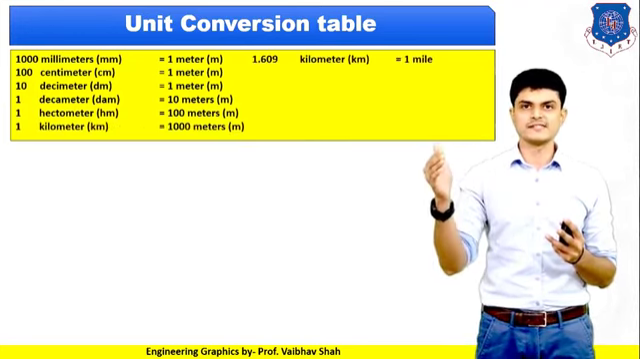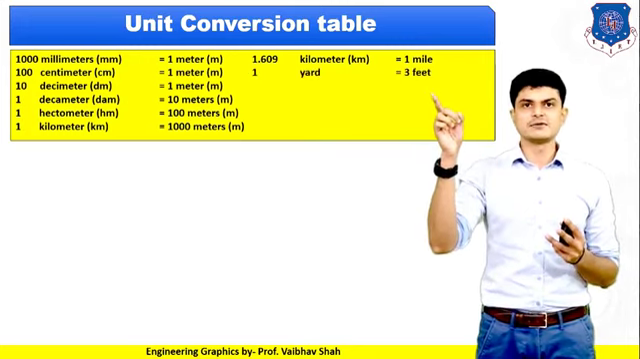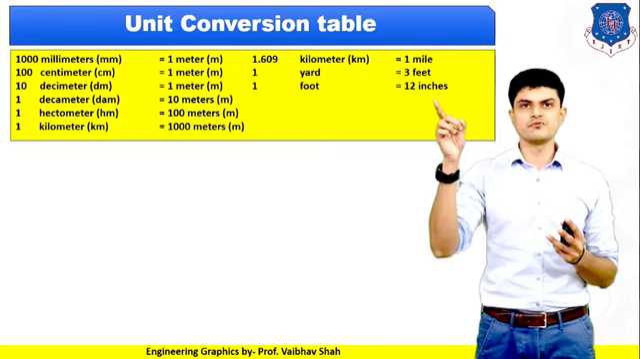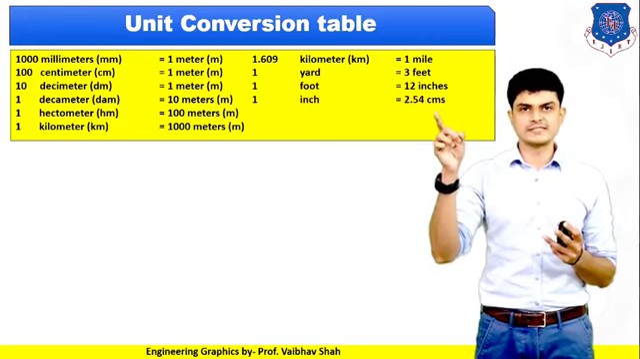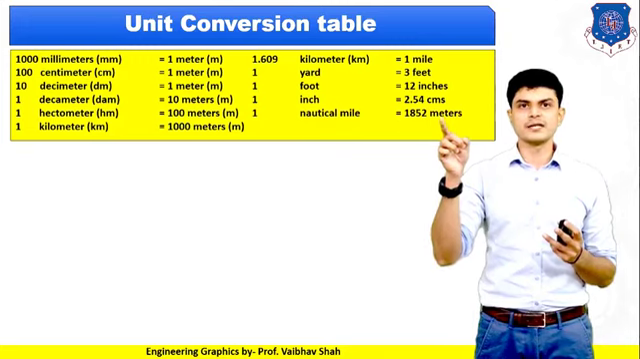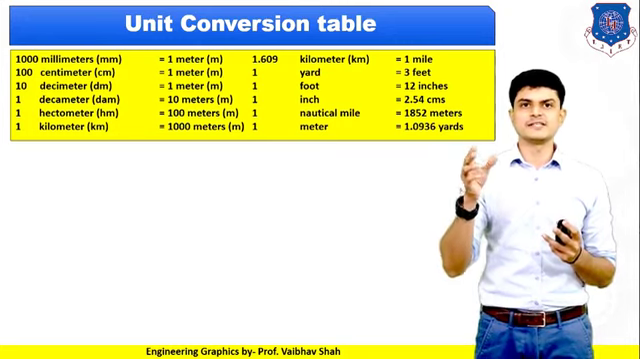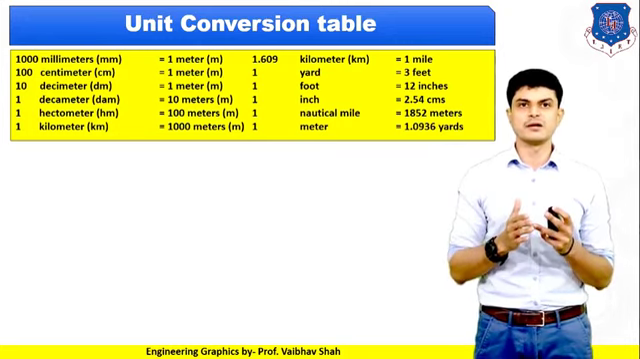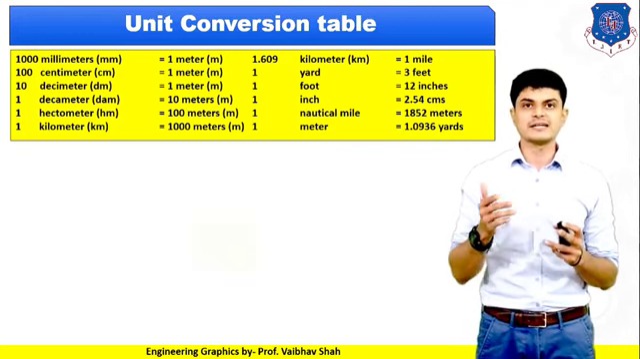Next, 1.609 kilometers is equal to 1 mile. 1 yard is equal to 3 feet. 1 foot is equal to 12 inches. 1 inch is equal to 2.54 centimeters. 1 nautical mile is equal to 1852 meters. And 1 meter is equal to 1.0936 yards. So you need to remember this table in order to solve any of the examples based on this chapter. So let us move ahead.